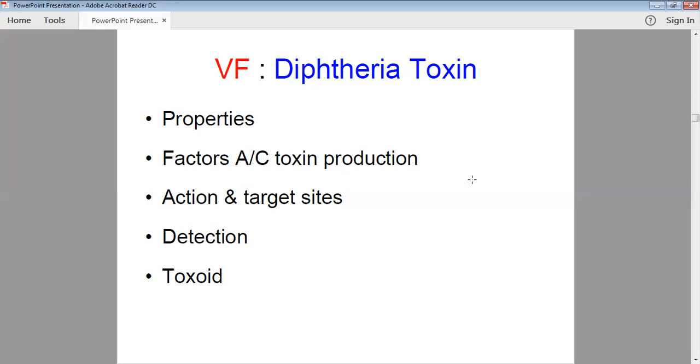Next, the factors associated with toxin production. Again, there are two important factors in the production of diphtheria toxin by Corynebacterium diphtheriae. One is the critical concentration of iron.